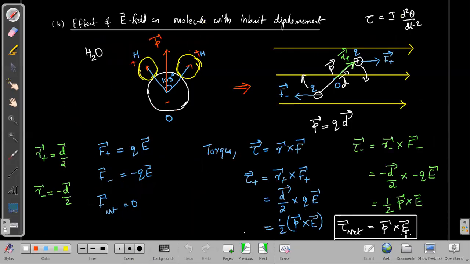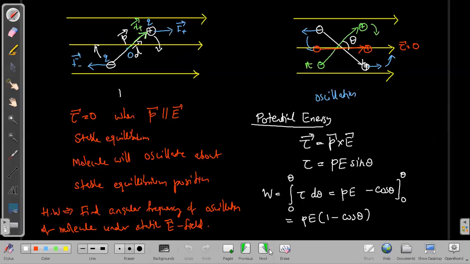The torque is P cross E. So if P and E are parallel as well as anti-parallel, the torque will be 0. Okay, so torque would be 0 when theta equals 0 degrees or 180 degrees. But theta equal to 0 degrees is the stable equilibrium. Stable equilibrium means if you just displace it from theta equal to 0, it will come back to theta equal to 0 orientation. But theta equal to 180 degrees is an unstable equilibrium.